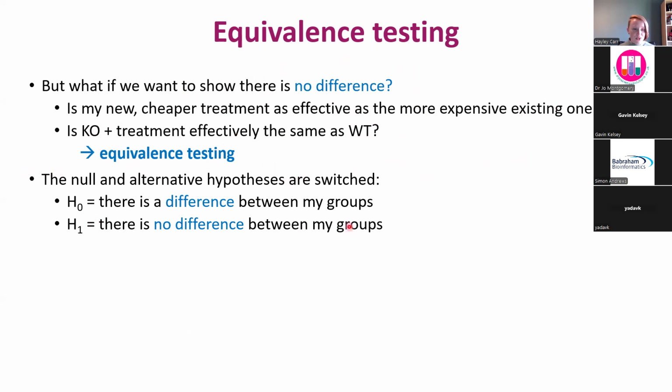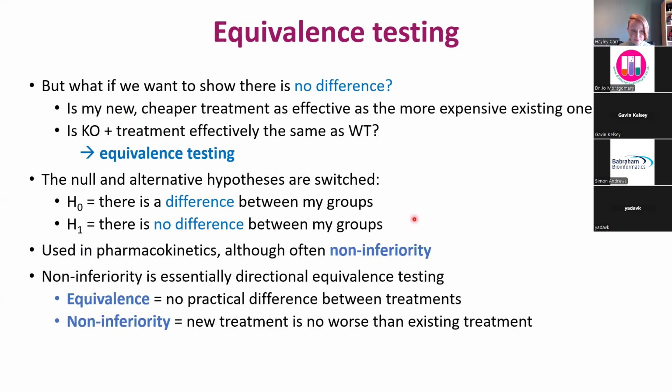And as I said before, the null and the alternative hypotheses are basically switched. So our null hypothesis is now that there's a difference, and our alternative hypothesis is that there is no difference between the groups.